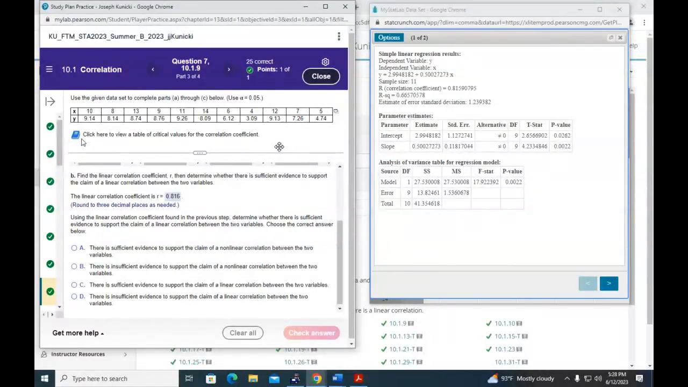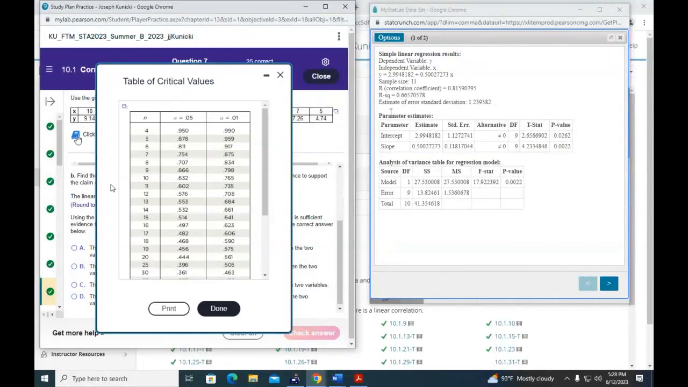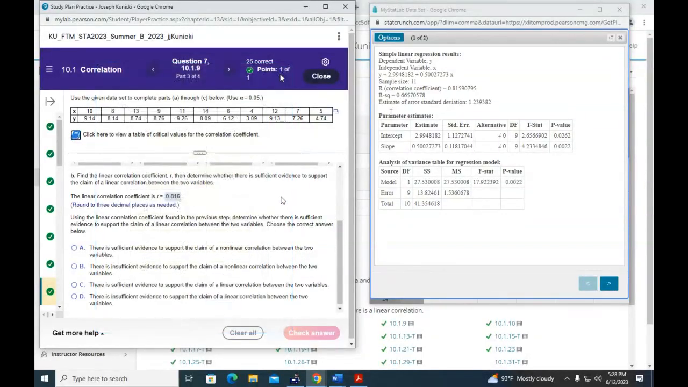So there are two ways to do it. You can use the critical values. Now N is what? 2, 4, 6, 8, 10. There's 11 bears or whatever they are. So I find 11, plus or minus 0.602. And so the absolute value of this is greater than 0.602.